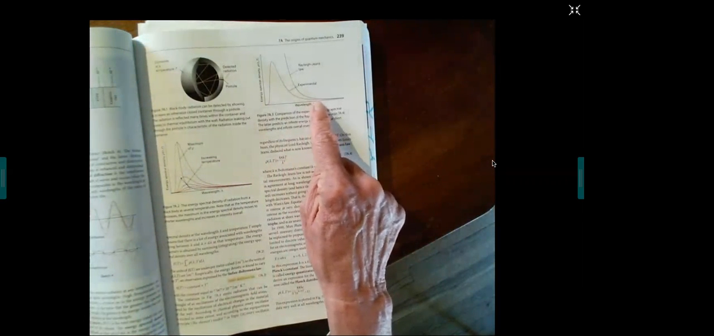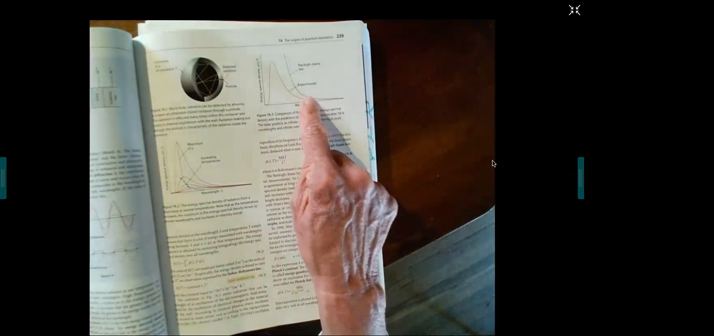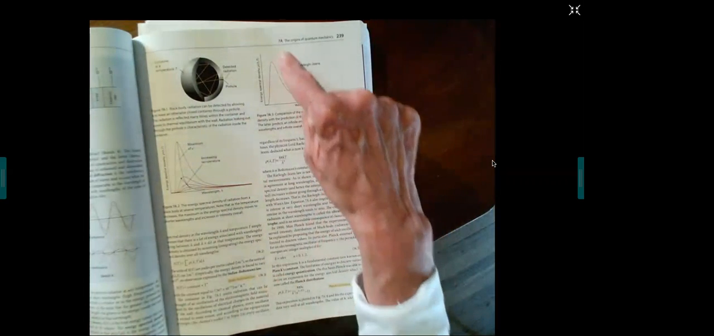The blue line from theory using classical mechanics would say that the density of energy just goes up and up and up and goes to infinity as you get to these short wavelengths, which have a lot of energy. It's called the ultraviolet catastrophe. We know this isn't true.